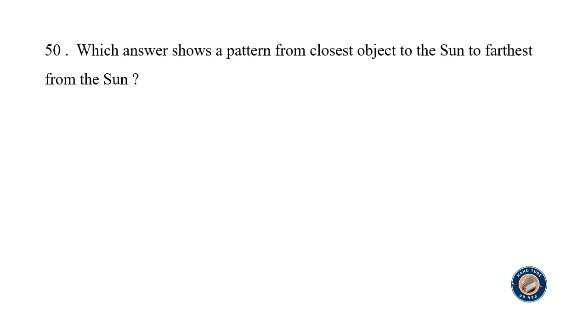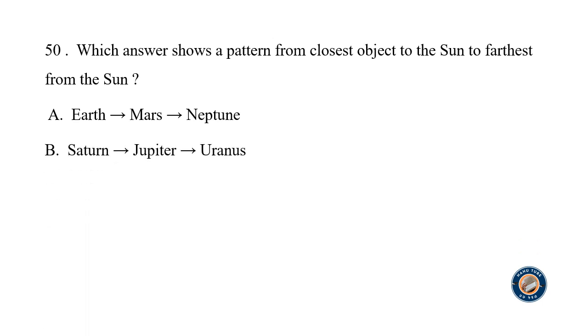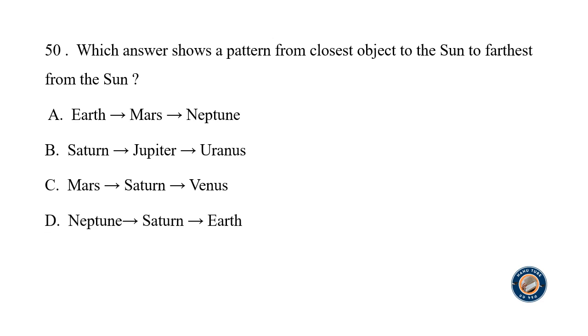Question number 50. Which answer shows a pattern from closest object to the Sun to farthest from the Sun? A. Earth, Mars, Neptune. B. Saturn, Jupiter, Uranus. C. Mars, Saturn, Venus. D. Neptune, Saturn, Earth.